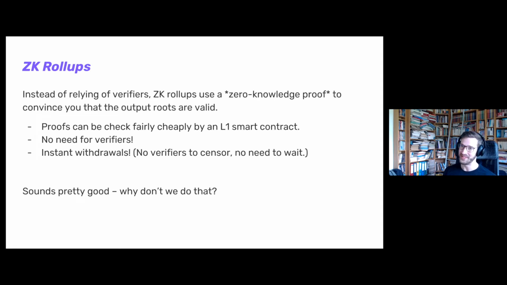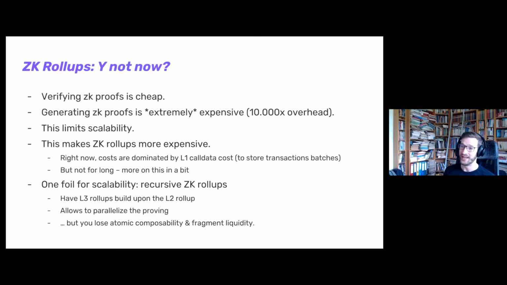This sounds awesome. ZK rollups are the best things ever, and optimistic rollups are crap. So why are we not all building ZK rollups? That's a great question, right? The problem is that it's not really scalable yet, and it's not really cheap enough yet. So verifying the ZK proofs is cheap, but generating them is extremely expensive. It's like 10,000 times overhead. So if you have something you can verify on your laptop, generating the proof for that, you need 10,000 laptops now. So that's pretty bad. And this limits scalability. And the reason we have rollups in the first place is to scale Ethereum, right? So this is a bit of a problem.